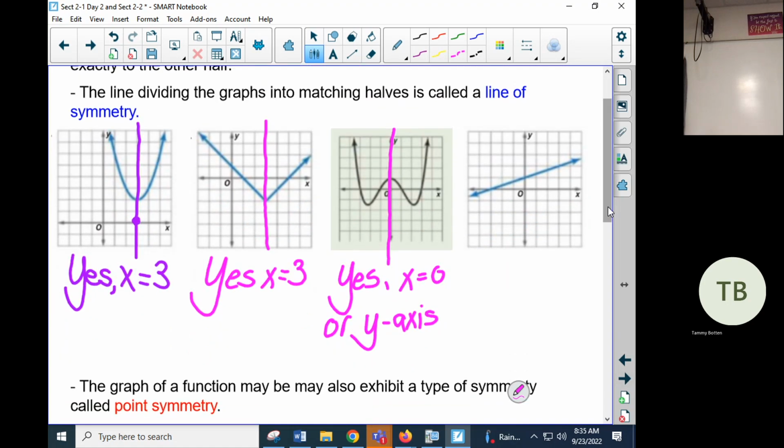Now this one, there is no way that I could draw a line so that this side would map onto that side. Okay, so this one does not have line symmetry. So you're kind of thinking like, if I put this line here and I folded this in half, would this map onto that?